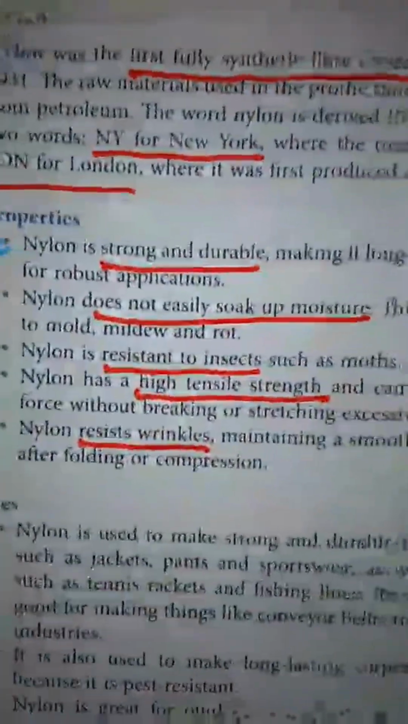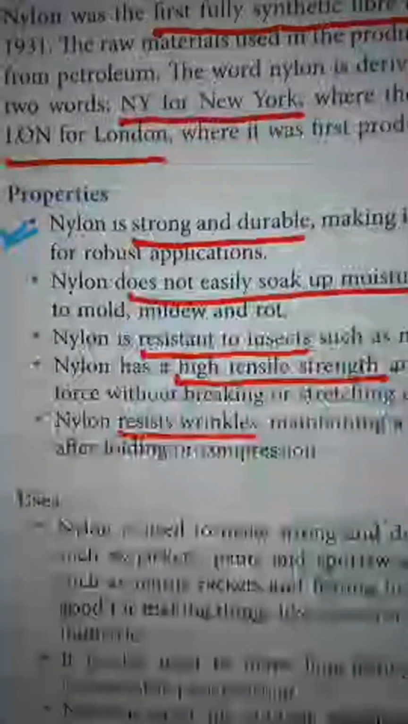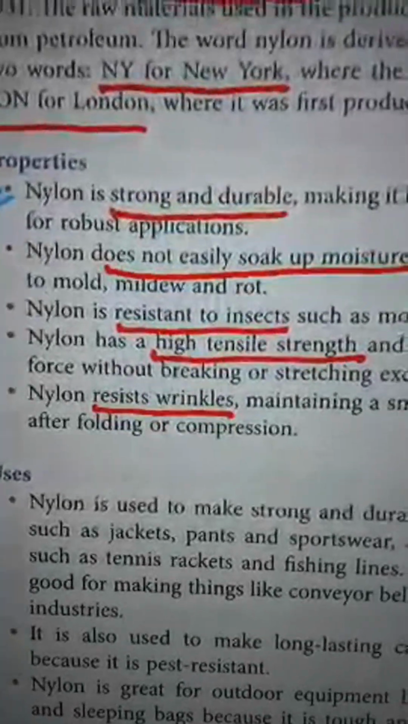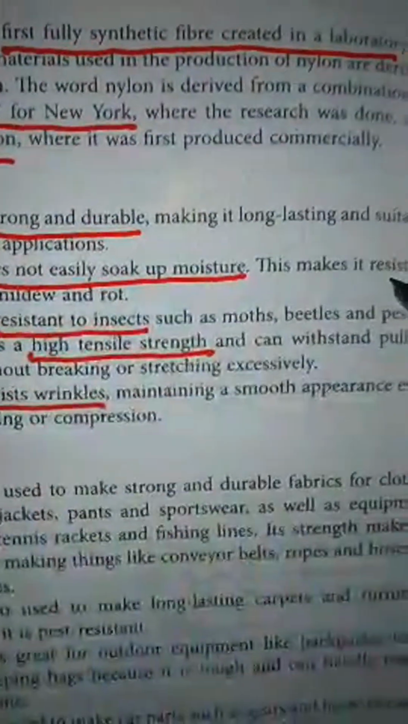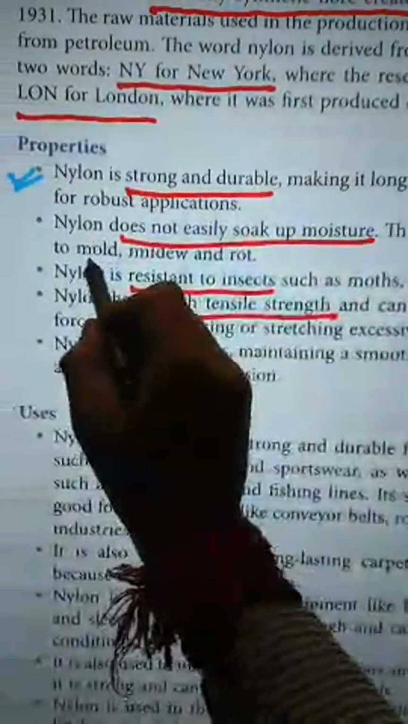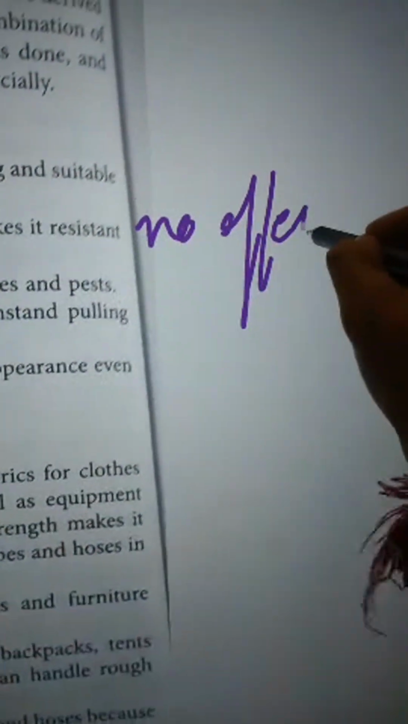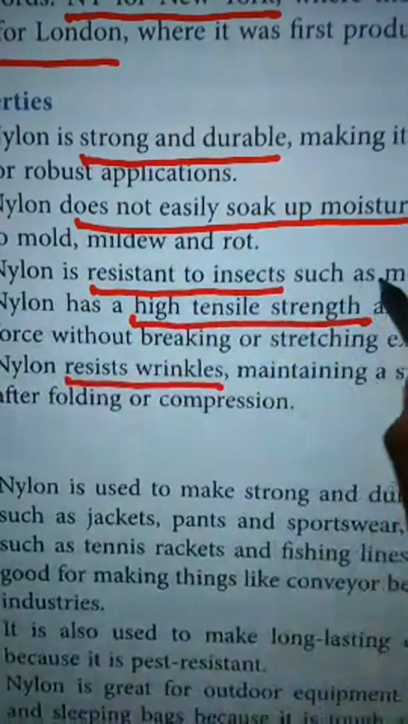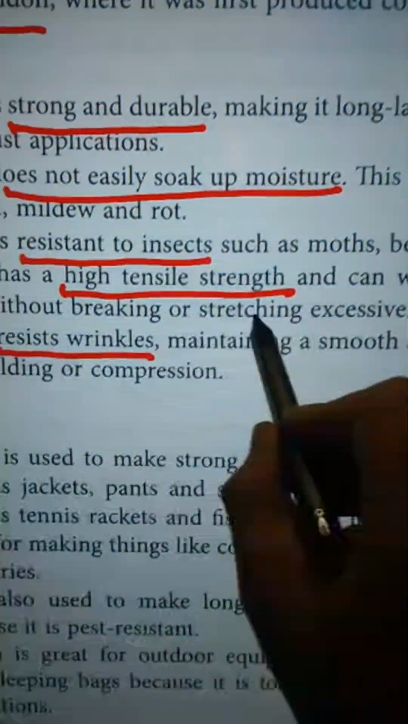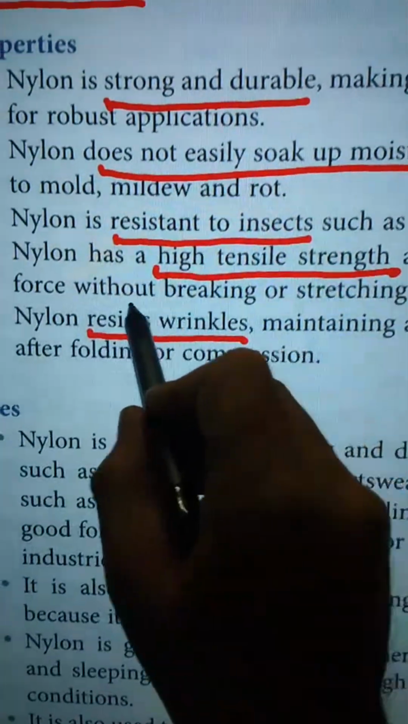If you have a nylon tracksuit, you wash it with water. If you have nylon socks, you wash them with water. After you have washed them, the water will evaporate quickly. That is the property. It does not easily soak. Because it does not become wet, it is resistant to insects. So that means there is no effect of insects on it. Then very important, high tensile strength. High tensile strength means it does not stretch, does not break. Even if you stretch it, it will not break.